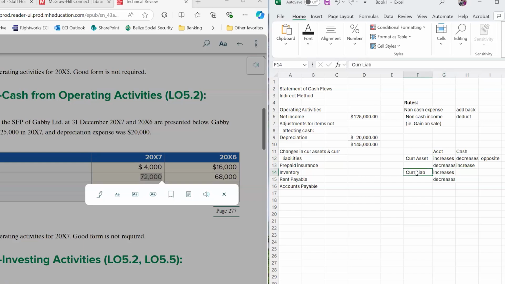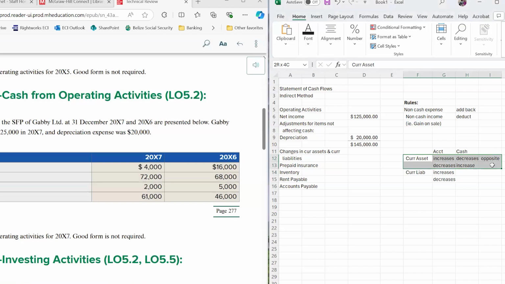And then when you're looking at current liabilities, it's opposite of what we're doing on the assets. So here, for current assets, we said that everything goes opposite for cash. If your asset goes up, your cash goes down. Well, for current liabilities, if it increases, say we owe vendors more money than we paid, that means our accounts payable went up. And in this case, it did.